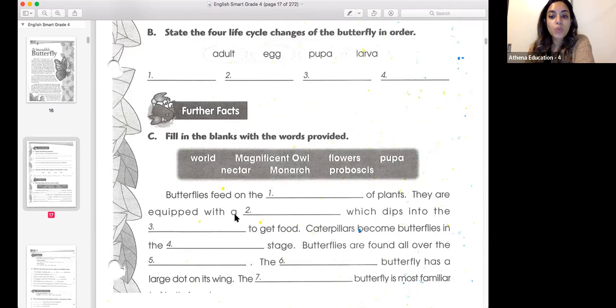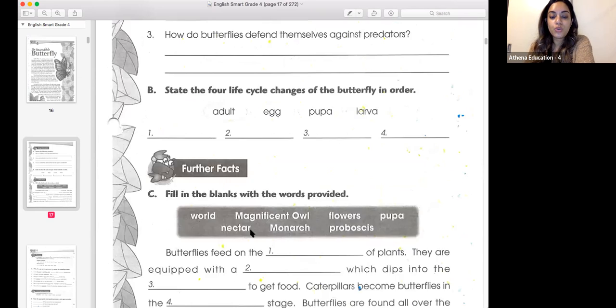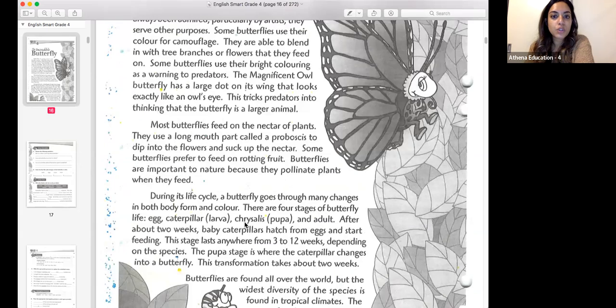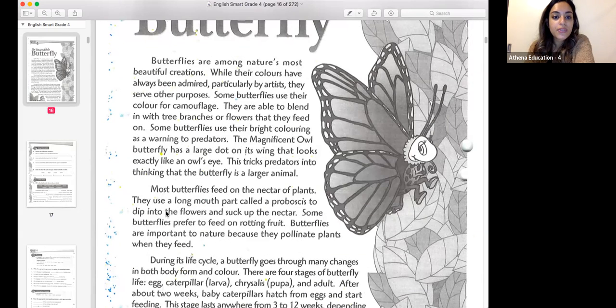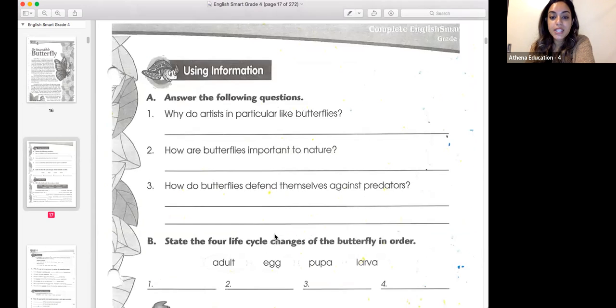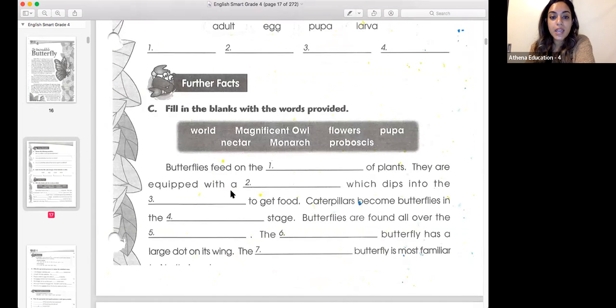They are equipped with a blank which dips into the blank to get food. Okay, so let's see what we have here. Let's go back to our reading. They use a long mouth part called a proboscis to dip into the flowers and suck up the nectar, right? So they are equipped with a proboscis which dips into the flowers to get food, okay? So those are the 2 answers, proboscis and flowers.